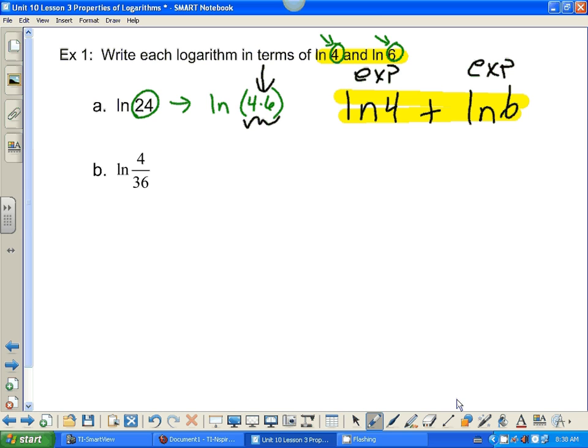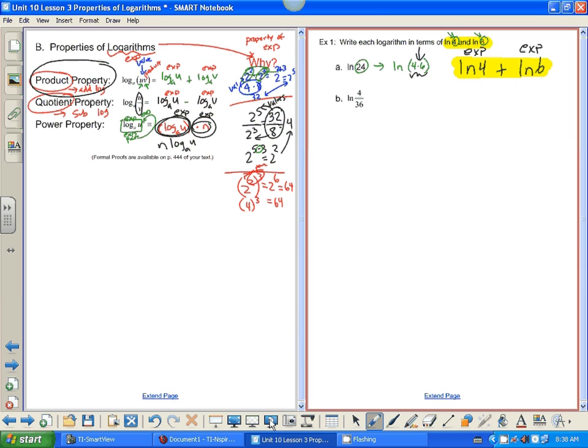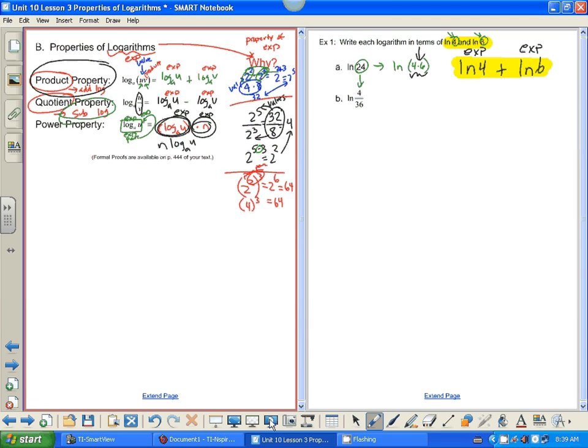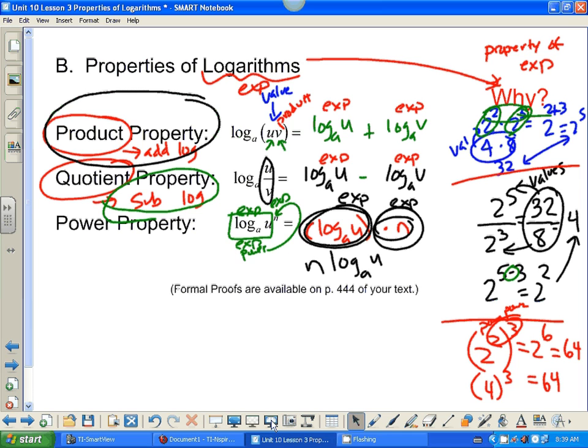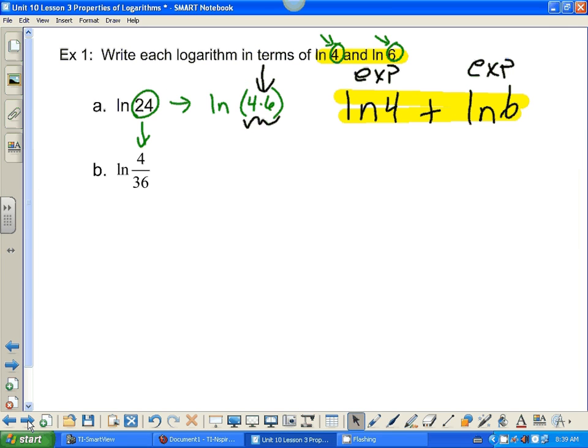Okay, let's look at B. Hopefully you're looking at B and saying to yourself, I've got a quotient. So if we look at the quotient property, you give each of them their own logarithm and you subtract them, because when I look at properties of exponents, if I have x to the third over x squared, I subtract them. So that directly follows. So I have the natural log of 4 minus the natural log of 36.